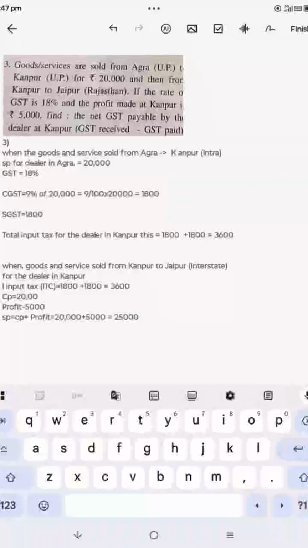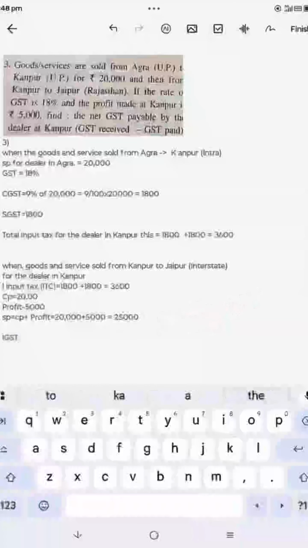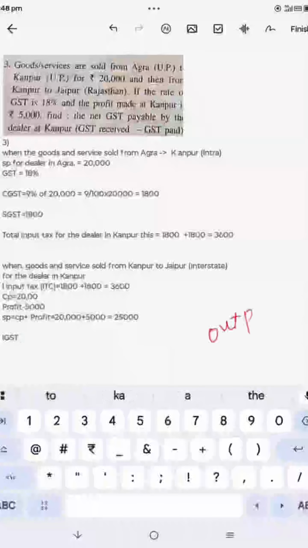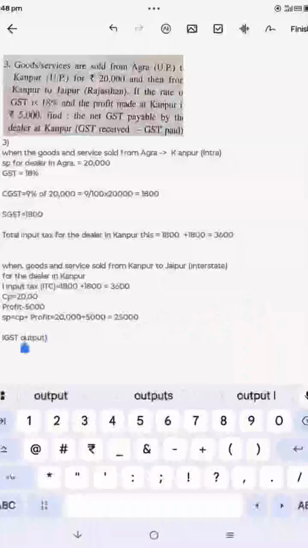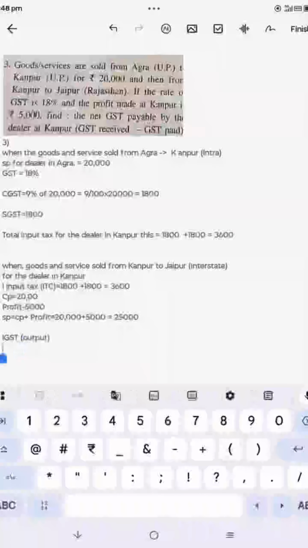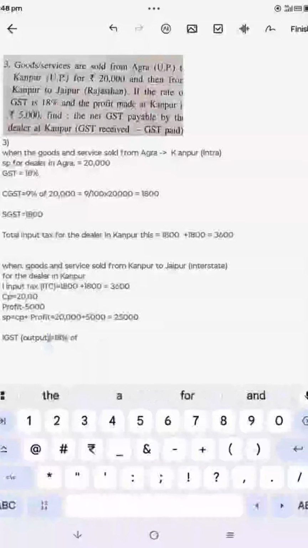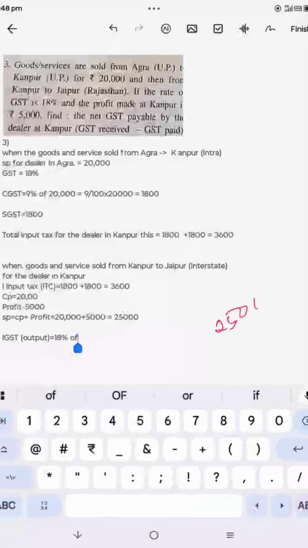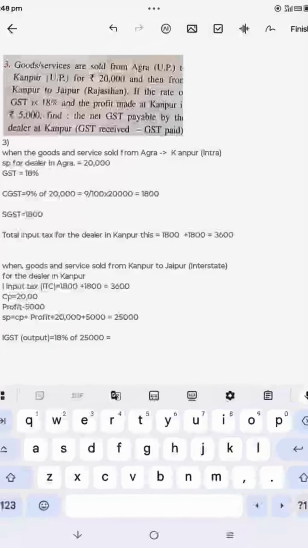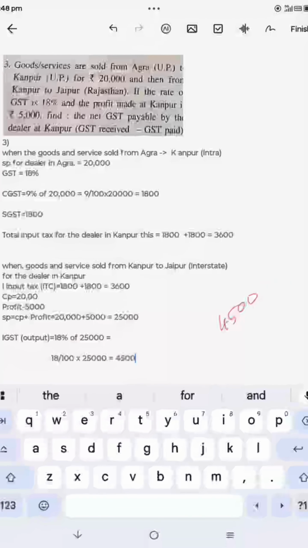Now we'll find out the IGST. क्योंकि ये इंटरस्टेट है तो हमारा अभी IGST क्या होगा? IGST in bracket output tax is equal to 18% of 25,000. That is 18 upon 100 into 25,000. That comes to how much? 4,500. अभी देखिए आपको क्वेश्चन में दिया हुआ है net GST payable.